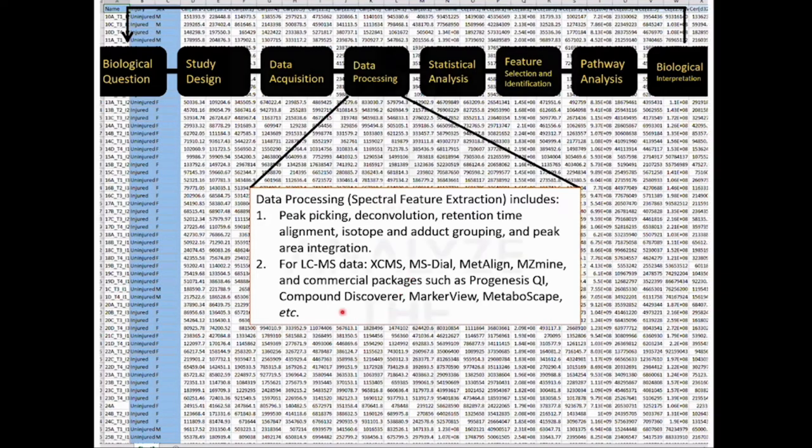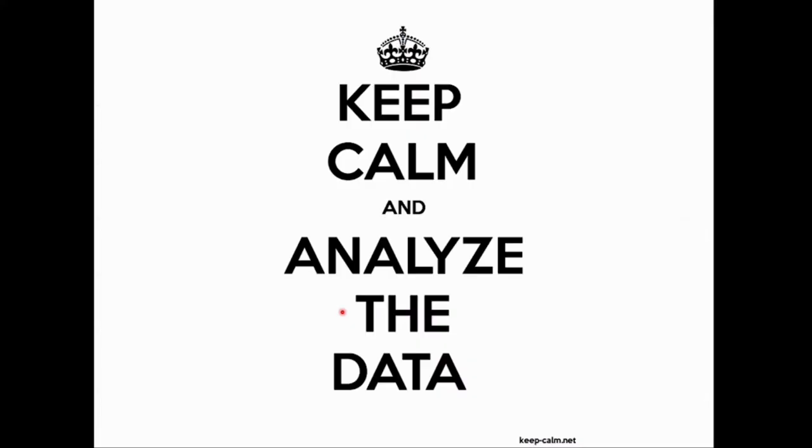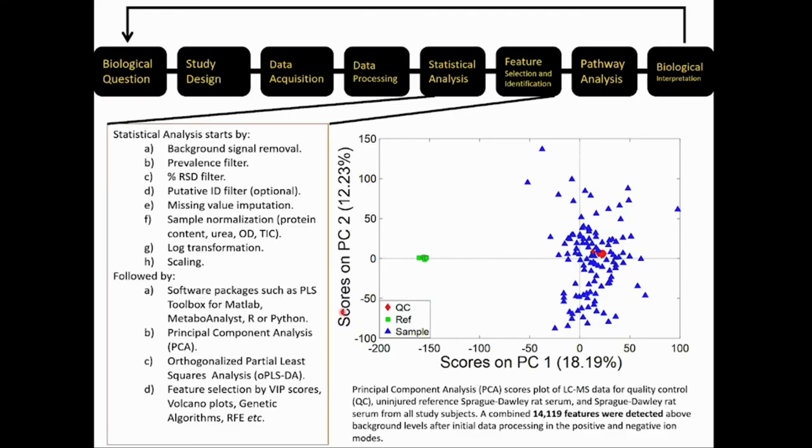No matter what happens, just keep calm. Know that there's light at the end of the tunnel, that you just need to analyze the data and you're gonna get there. But once you get that spreadsheet with all the peak areas for all the abundance of the different metabolites, now you can start with the fun part. And what I mean by the fun part is really looking at the bioinformatics, at the statistical analysis.